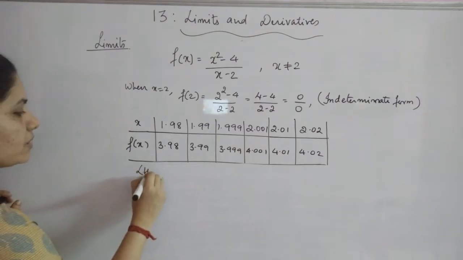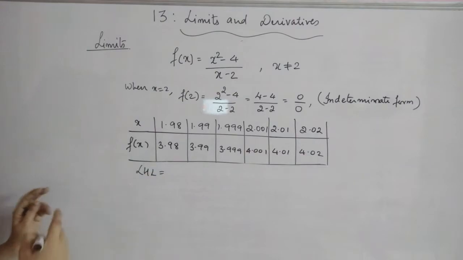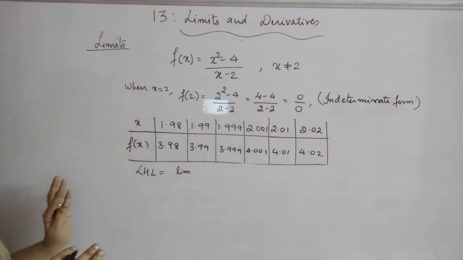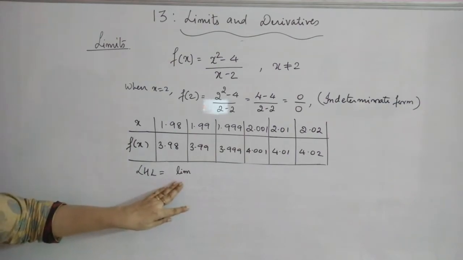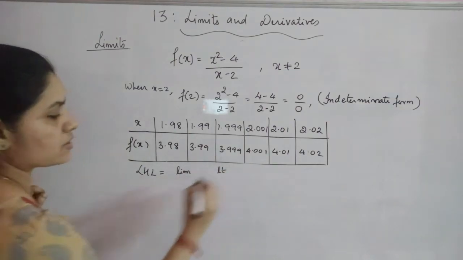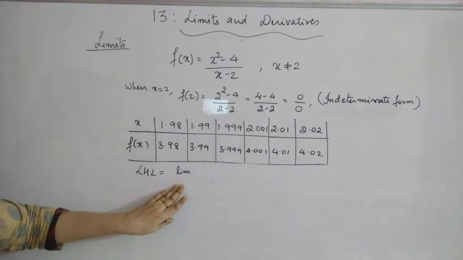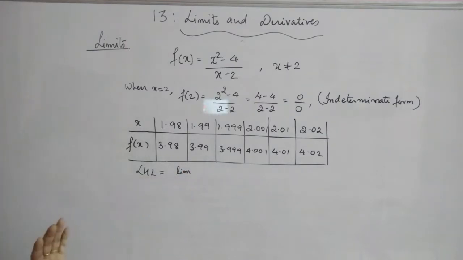But definition basis, in a mathematical way, how will we represent it? So the left hand limit, which is LHL, is notated as LIM or LT. In some you can see LIM, in some you can see LT also. So generally we will use LIM as limit. Okay, so it is a left side limit.